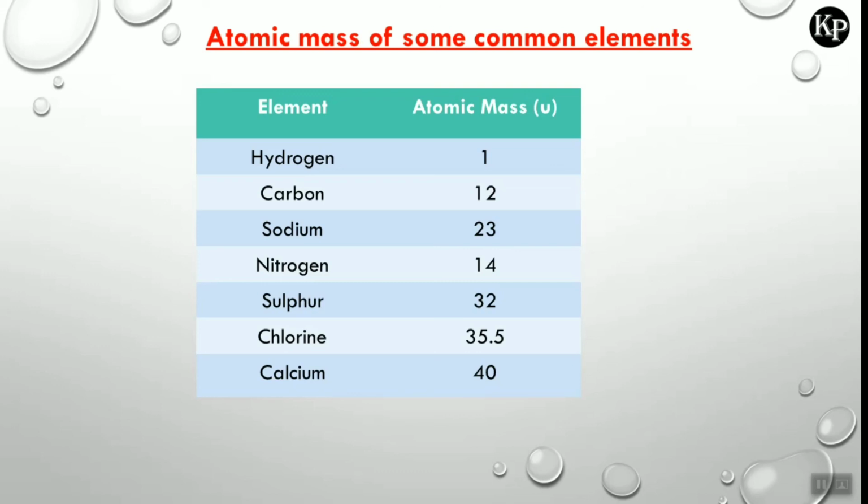You can see hydrogen having a mass number 1, carbon 12, sodium 23, nitrogen 14, sulfur 32, chlorine 35.5, calcium 40. So these are the examples of some common elements.